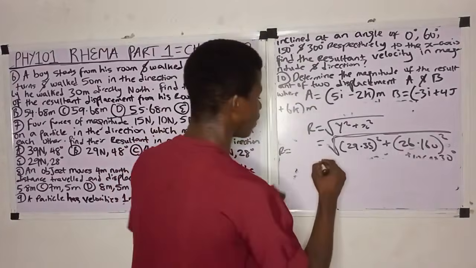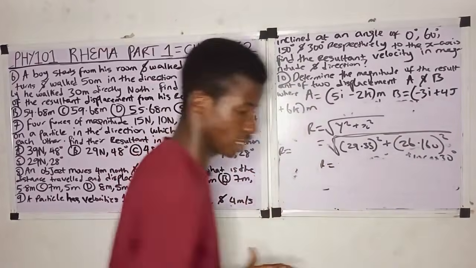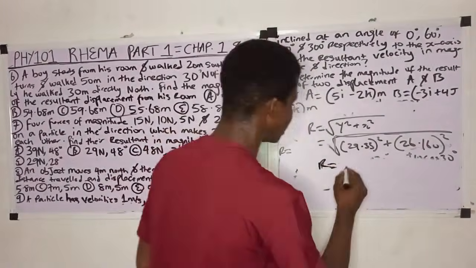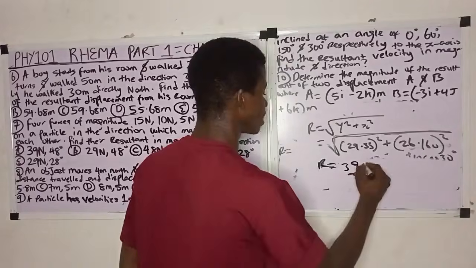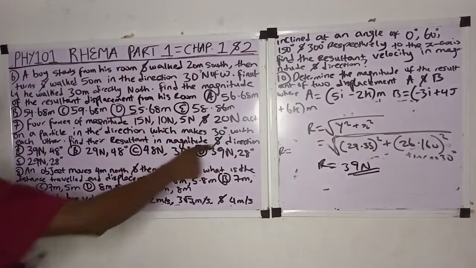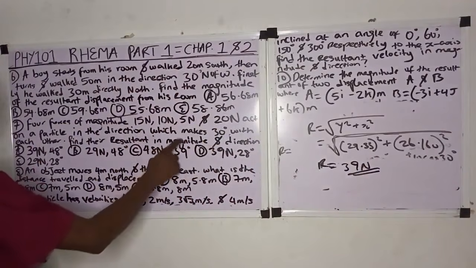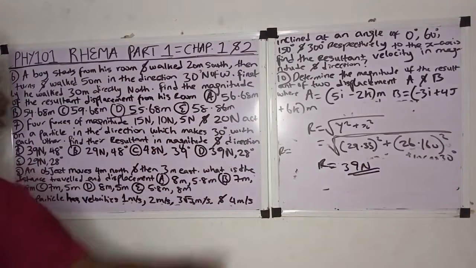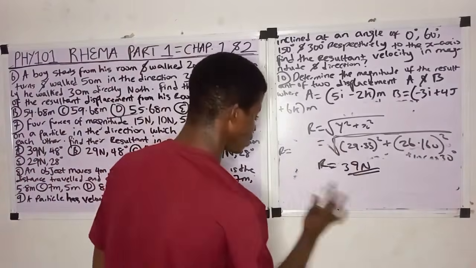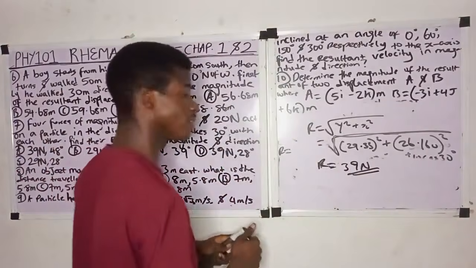So the resultant is what? 39. Okay, our resultant is 39. Yes, we got our resultant 39 Newton, right? Yes. Are we done yet? No, we are looking for what? They say look for the magnitude. We are looking for the magnitude of the resultant. I want to look for a direction. Okay, to look for a direction is very easy. Okay, this is the formula.